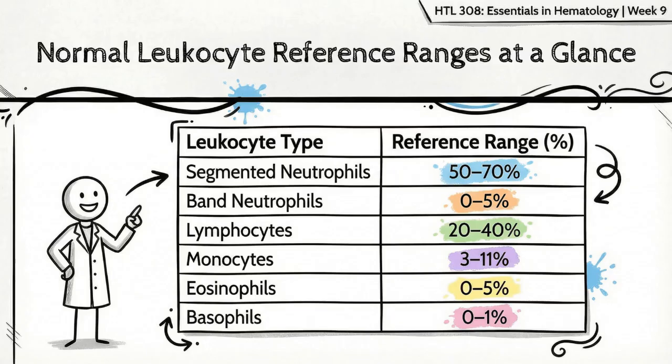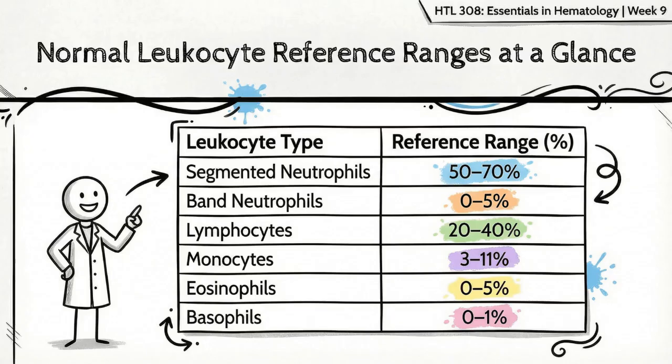It is crucial to remember that absolute counts are often more clinically informative than relative percentages, as a normal percentage can be misleading if the total white blood cell count is significantly elevated or decreased. Furthermore, physiological factors such as stress, intense exercise, or even the time of day can cause transient variations within these normal ranges, highlighting the importance of clinical context. These ranges are your normal, your standard.